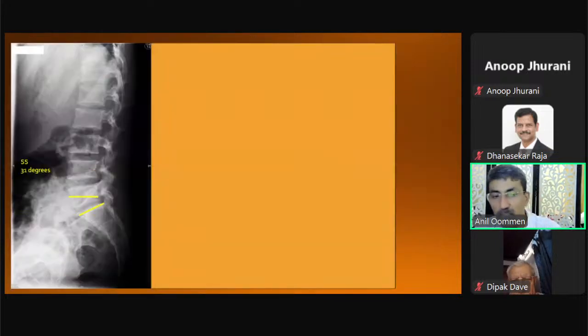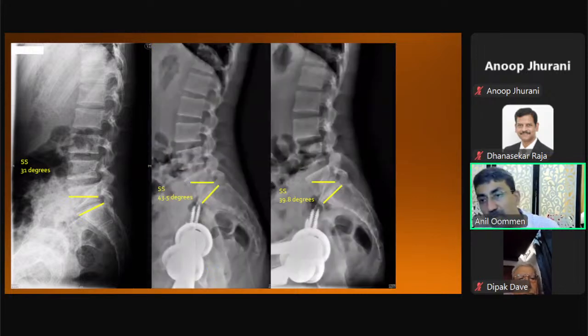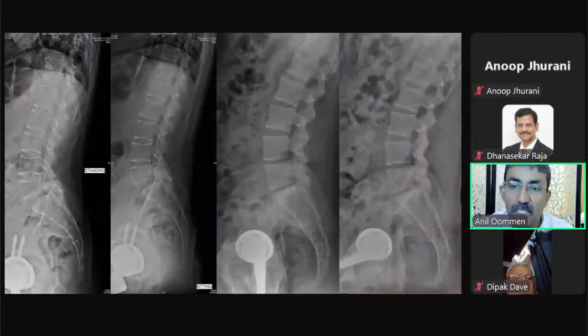Look at this situation. You change from sitting to standing, where you have a sacral slope inherently more than 30 degrees, both for sitting and for standing. Those are referred to as a stuck standing position, because whatever you do, whether you sit or you stand, the pelvis is permanently stuck with an anterior tilt. And this is what is referred to as stuck standing position. What happens in this situation?